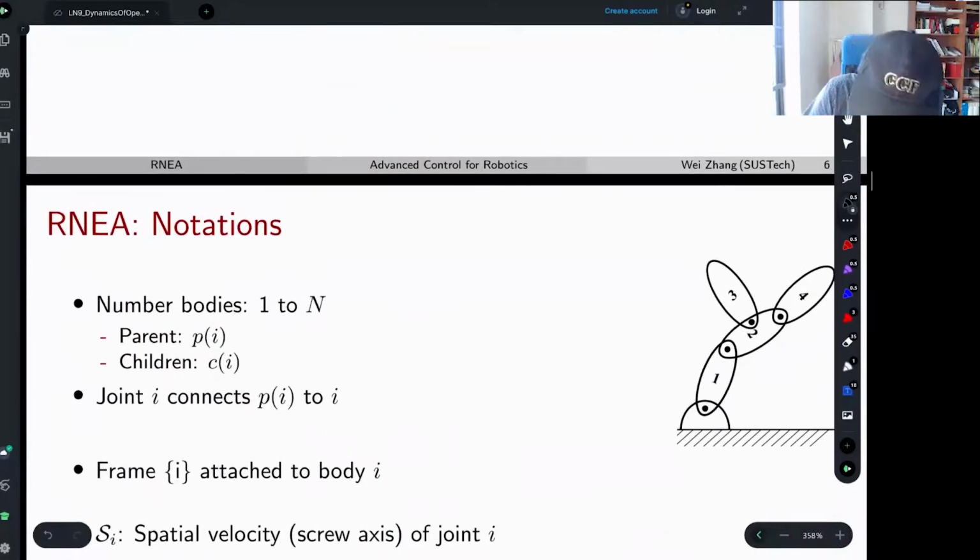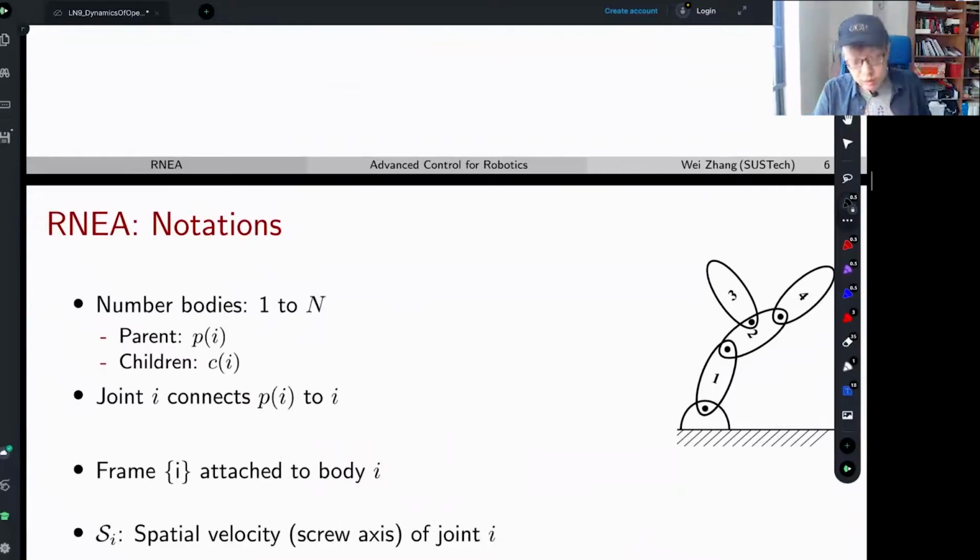Let's directly start this derivation. Suppose we have a 4-body system: 1, 2, 3, 4. How do we number the bodies? We just number the first body, first link, second link. And the tricky part is that it's a tree. A link may have multiple descendants, let's call them children, but they only have one parent. Okay, that's a tree.